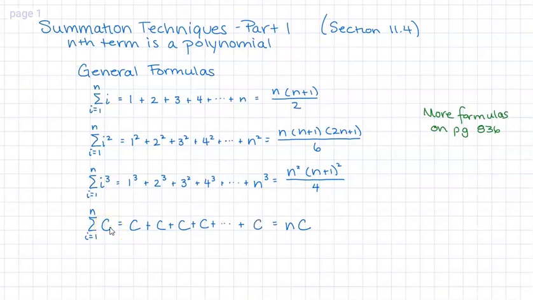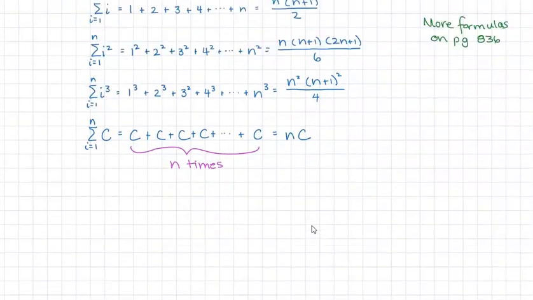It's still c. But the key is, because we started when i was 1 and went all the way to n, we wrote c n times. So when you're adding c n times, that's the same thing as n times c, and so nc. We're going to use all of these formulas for our homework. We're going to do them in the examples. Like I said, there's going to be 3 examples, and then we'll be done for today.